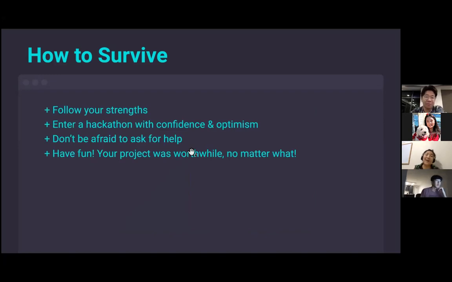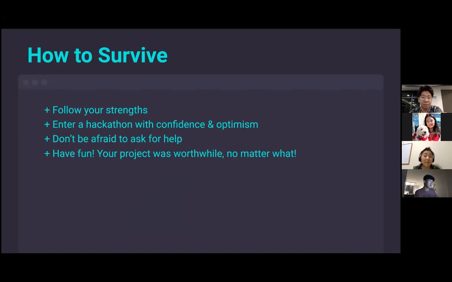And just to wrap up, basically how to survive, the main four points are to follow your strengths, to have fun. You know, at hackathons, you have to remember that you are valuable, and also your project is worthwhile. Even though your project might not come out exactly how you wanted it, you still learn a lot of skills during this entire time crunch period.